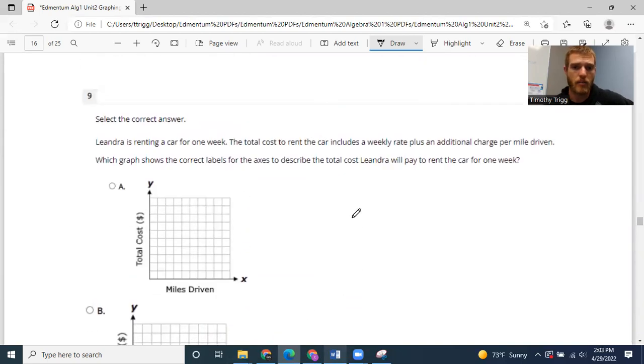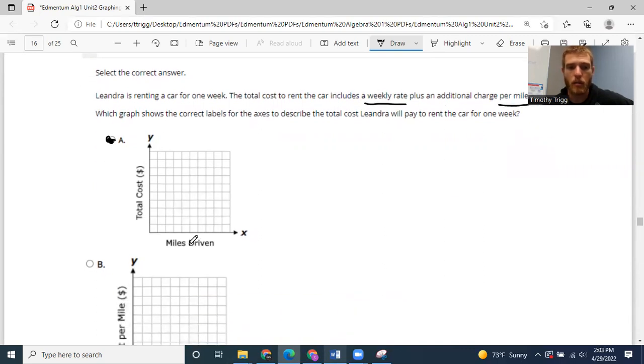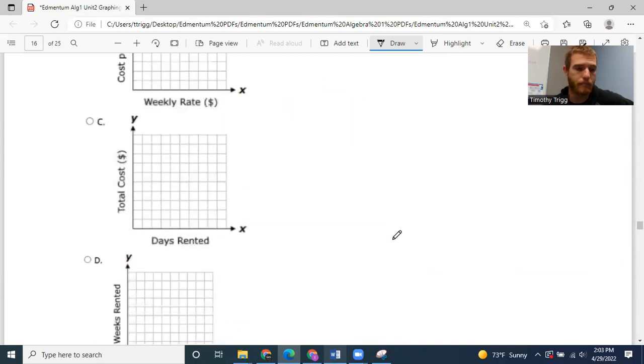It's kind of a tricky one, but I'm pretty sure it's A, right? Your cost depends on how many miles you drive, right? Because there's a weekly rate, but that's a flat rate. That's a constant there. But there's an additional charge per mile. So the cost depends on how many miles you drive.